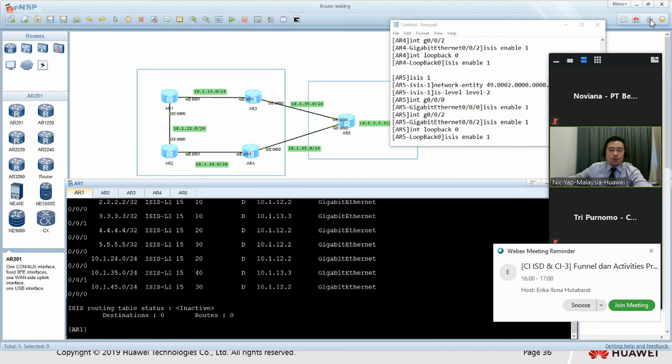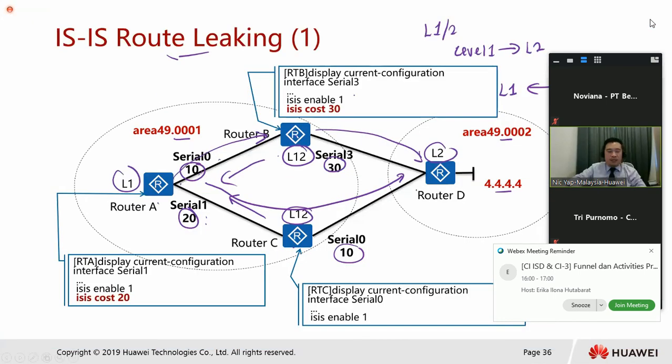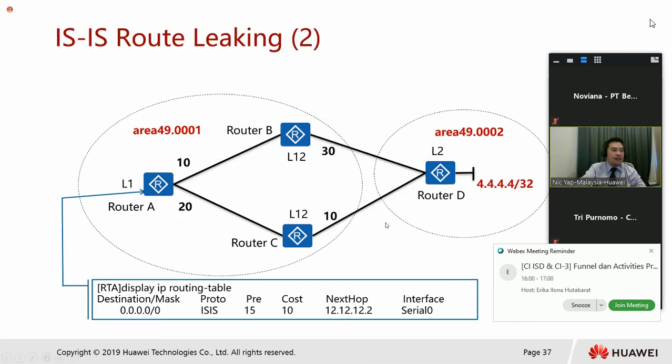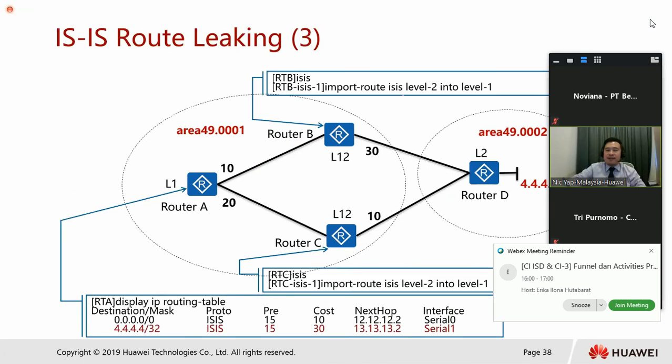This is route leak number 1. They're going to set the cost. That is the cost of 30, and this cost of 20. So I have 10 plus 30 is a total of 40, and 20 plus 10 is 30. But in this case, for the route leaking, they always prefer that as the best path. By doing so, we need to do this command: import-route isis level-2 into level-1, to route leak back into level 1, from level 2 to level 1.